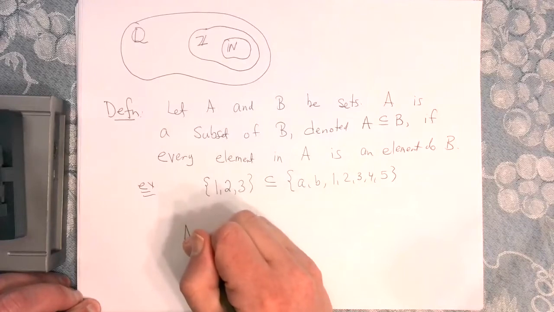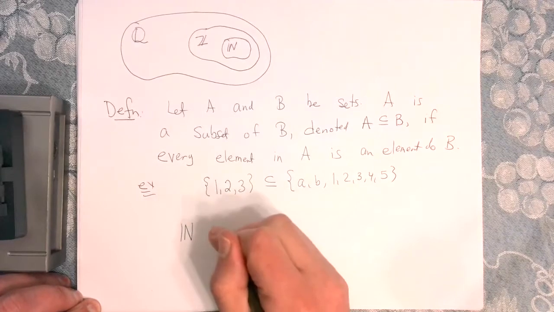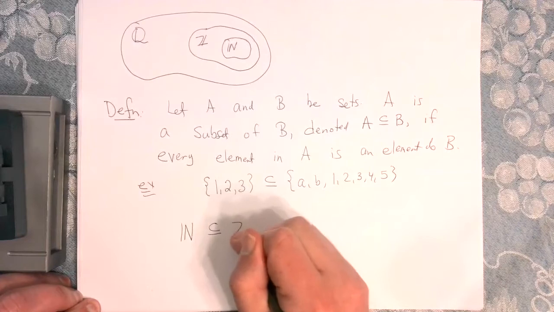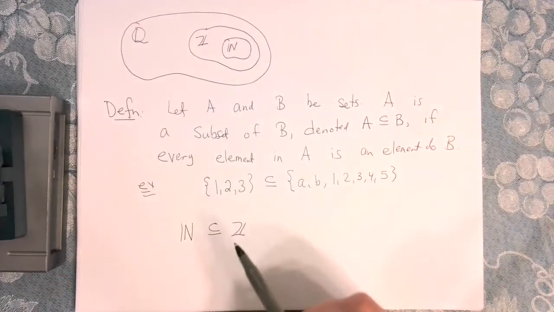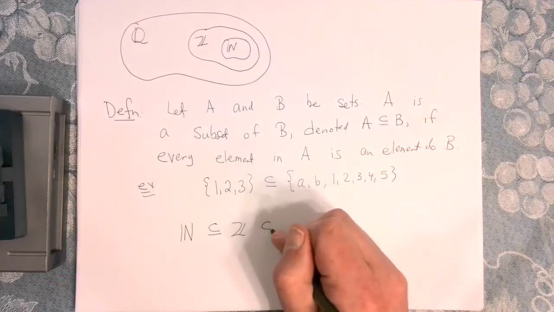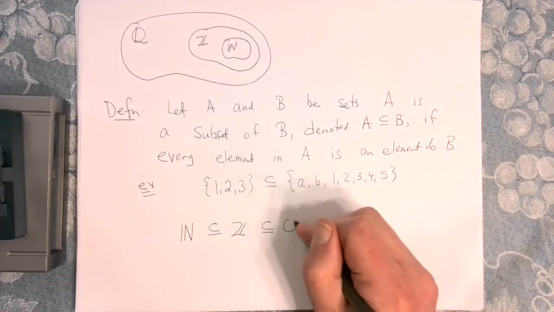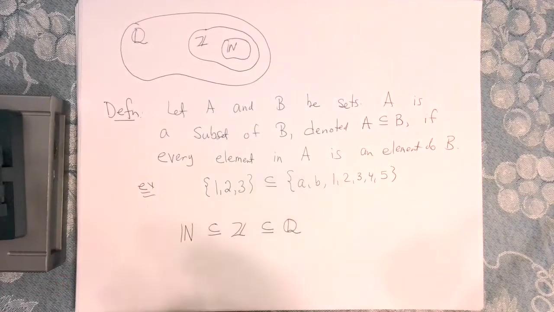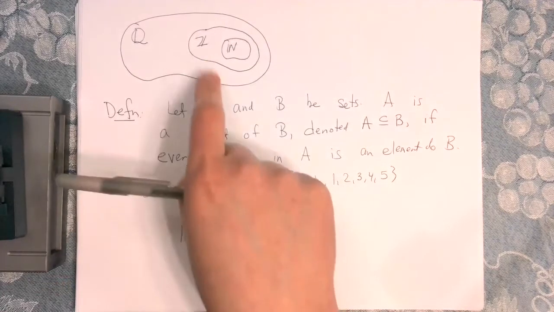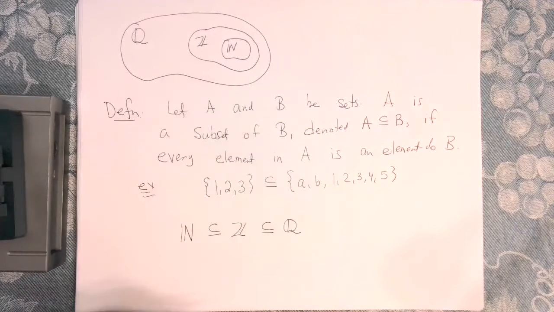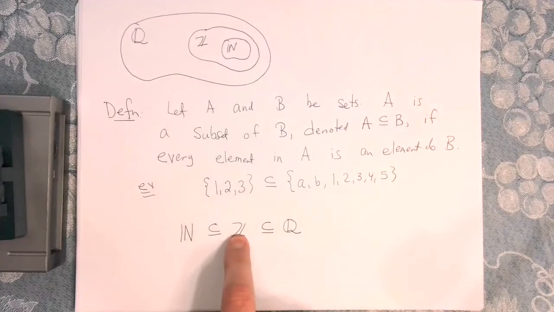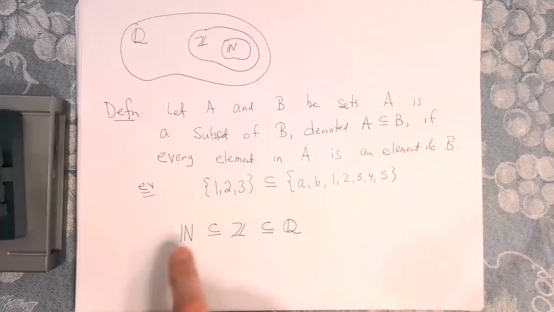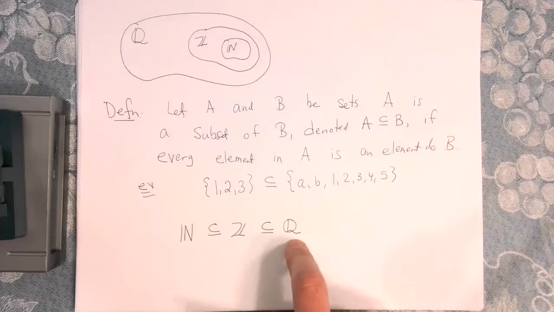We said that every element of the natural numbers is an element of the set of integers. But we said that every element of the integers lived inside the rational numbers. So we get this following chain here. So this sort of symbolically says what this is hinting at. Every element of N is an element of Z. Every element of Z is an element of Q, and therefore every element of N is an element of Q.